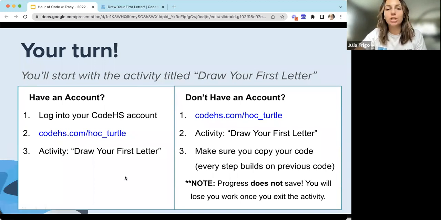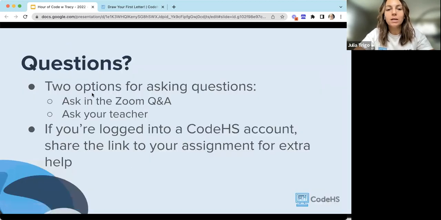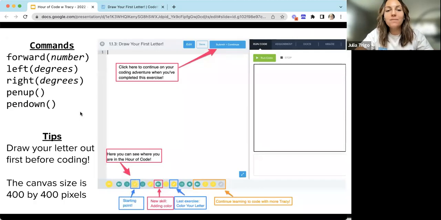If you have any questions as we go through, I'm going to put this link back up in one sec, but you have some options for how you can ask questions. You can go right to the Q&A as you're working and say, I'm trying to do this and that's not working, can you help? And we will be there to help you out. Or you can ask your teacher, and your teacher might have some options for you. And I'm going to leave this screen up.